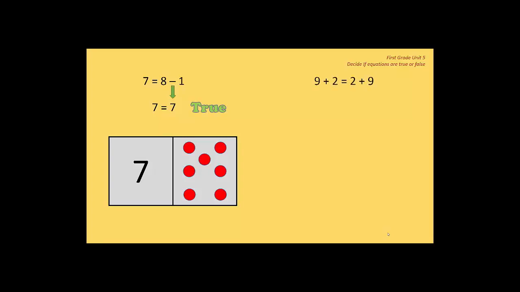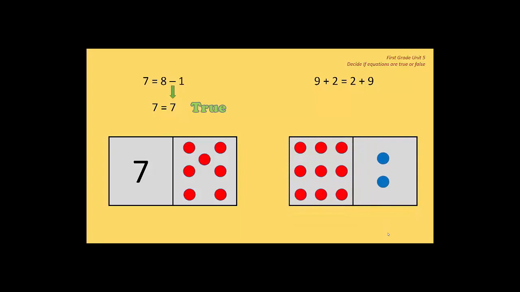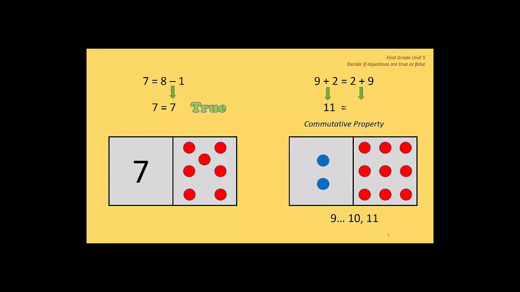The equation 9 plus 2 equals 2 plus 9 can be modeled with counters. Then counting on to solve: 9, 10, 11. Students should notice that the add-ins are the same on both sides of the equation, just the order has been changed. The commutative property proves that both sides are equal to 11. Therefore, the equation 9 plus 2 equals 2 plus 9 is also true.